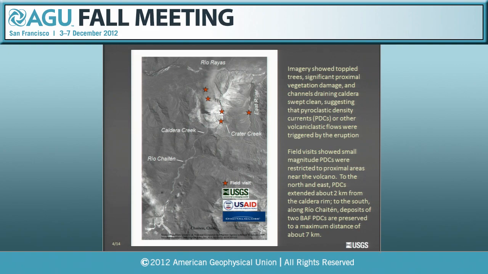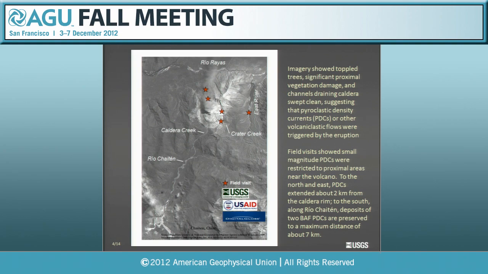Some of the imagery that we looked at prior to going down there showed quite a few toppled trees near the volcano, a lot of proximal vegetation damage. You can see that we've got some channels that are draining the caldera that are swept clean. And this all suggested that pyroclastic density currents or some other volcaniclastic flows were triggered by the eruption.